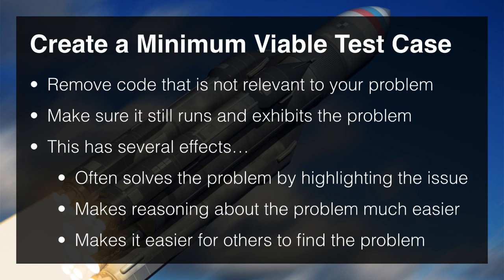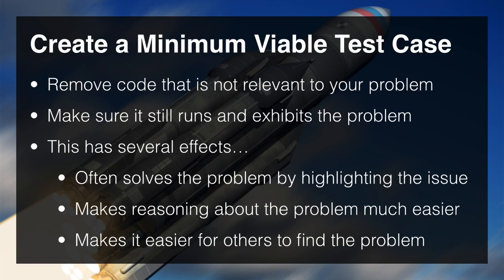You'll have a file that does a bunch of different things, and your problem will be with only one aspect of that code. You really want to make sure that the entire code that you're going to be sharing with somebody else is only the code relevant to the problem. You need to make sure that what you're sharing still exhibits the problem. So it's a fully working piece of code that only includes code that's relevant to your problem.